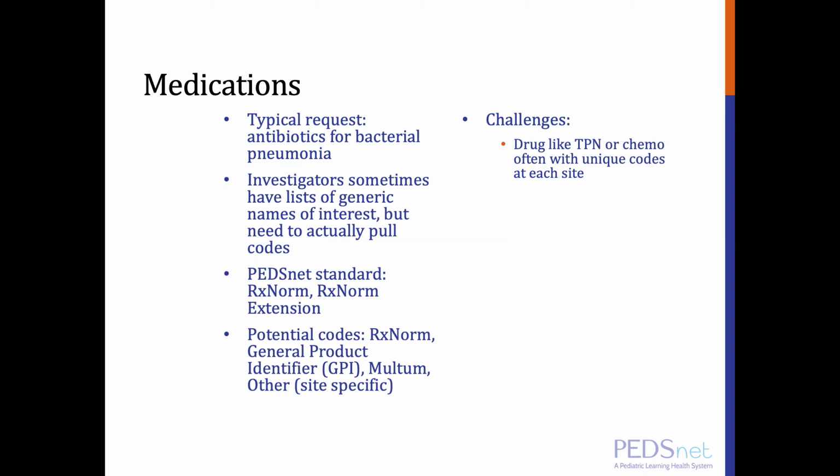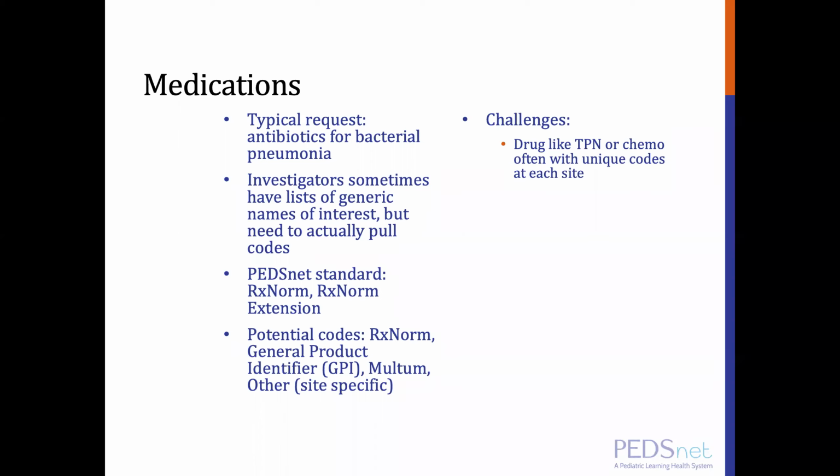So medications. Maybe the request in keeping with the study would be antibiotics for bacterial pneumonia. If you're lucky, the investigator might have a list of generic names of interest, but you would actually need to pull codes to do the queries in PedsNet. The PedsNet standard is to look for the concept IDs associated with RxNorm and RxNorm extension vocabularies. That said, the provider may give you RxNorm codes if they give you any. There are things like GPI, Multum. You can try using that with the concept relationship table.